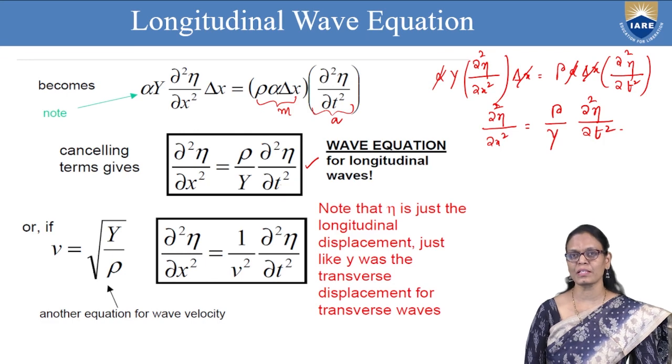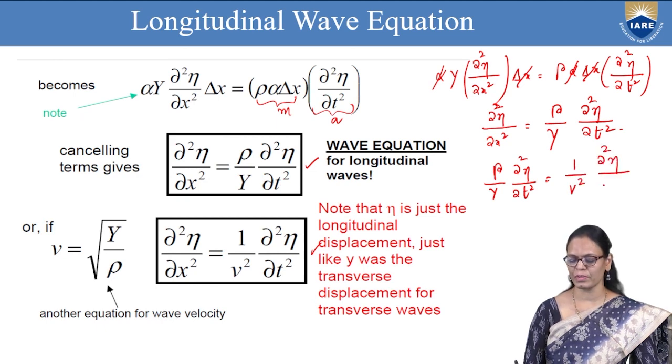Now what we are going to do is compare it with our general expression for a longitudinal wave. So what will be the expression? ∂²η/∂x² will be equal to 1 by v squared. We have already derived the general expression. Now 1 by v squared ∂²η/∂t². So let us compare these two equations now. What is there on the right hand side is the same. So let us compare the left hand side. So rho by Y ∂²η/∂t² will be equal to 1 by v squared ∂²η/∂t².